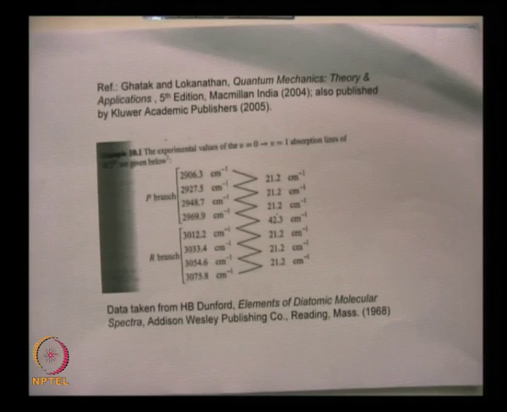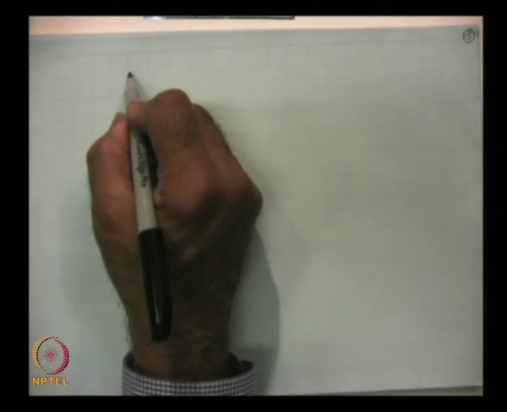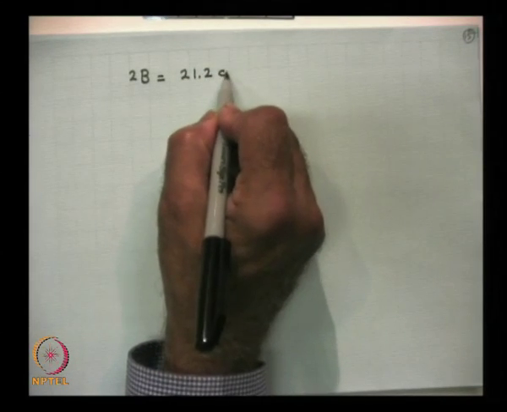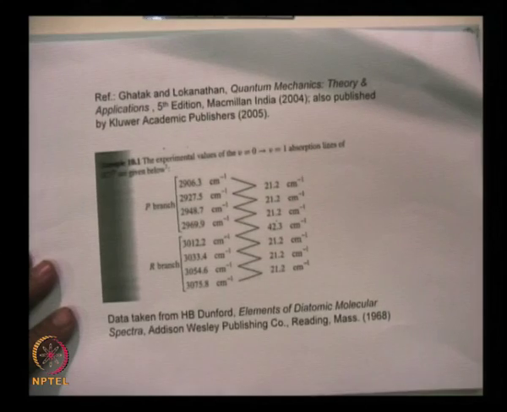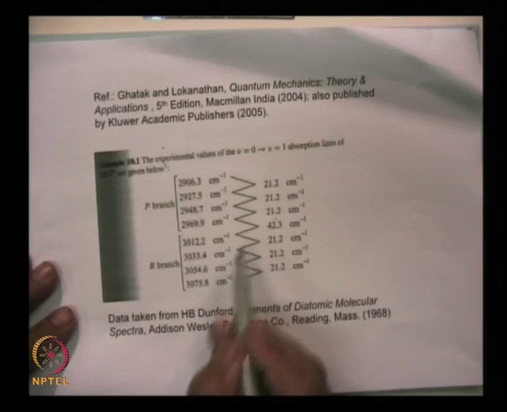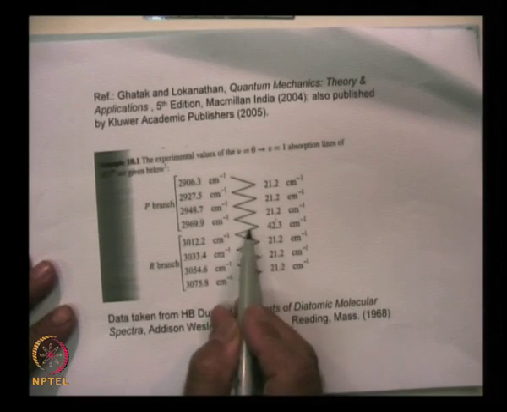And so, therefore, which validates the approximate theory that we have developed, and we therefore have this 2b. We will find that 2b is therefore equal to 21.2 centimeter inverse. 2b is the separation between two consecutive lines, and we can see that they are consistently 21.2 centimeters, except at the center, j prime equal to 0 to j double prime equal to 0, that transition is forbidden.